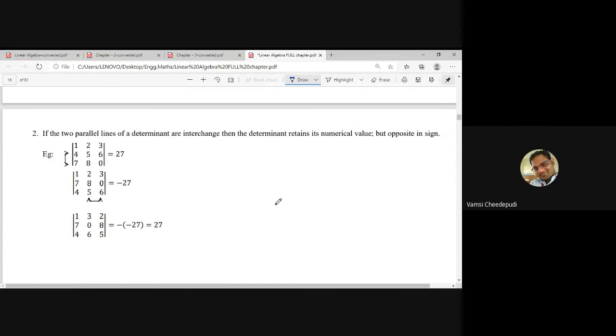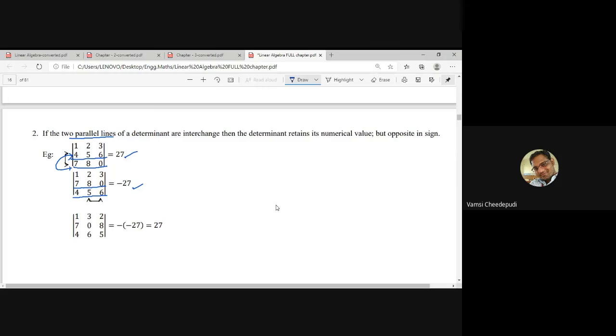Now let us see another property. Just now you solved this question. The determinant of the matrix is 27. In this matrix, if any two parallel lines are interchanged, sir, what is meant by parallel lines interchanged? If two rows are interchanged, or maybe two columns are interchanged. In the first matrix, 4, 5, 6 is the second row. I just made it the third row, and the third row 780 I have taken as the second row. If two rows are interchanged, please observe this arrow mark, then your 27 becomes minus 27.